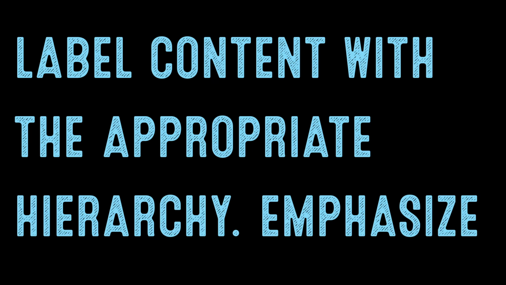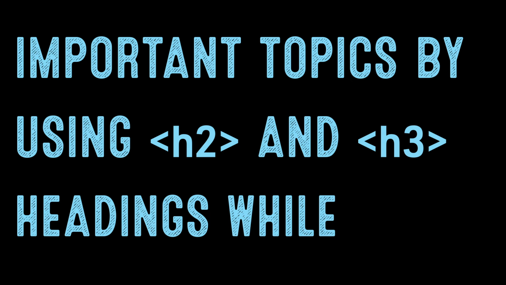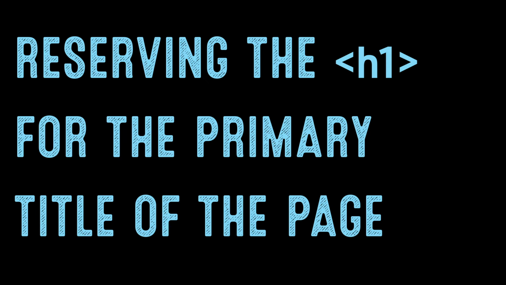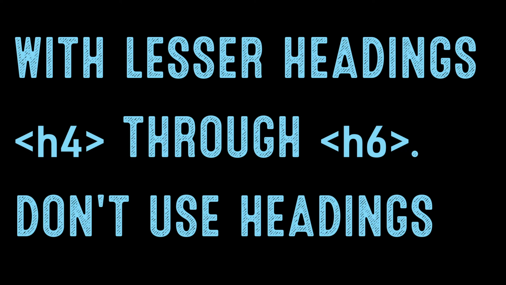Screen readers will also use your headings to help navigate through the content, so it is important that you label content with the appropriate hierarchy. Emphasize important topics by using H2 and H3 headings, while reserving the H1 for the primary title of the page, and breaking up supporting content and identifying them with lesser headings H4 through H6.